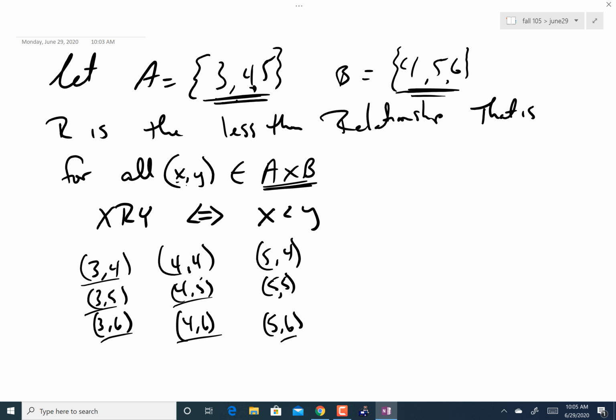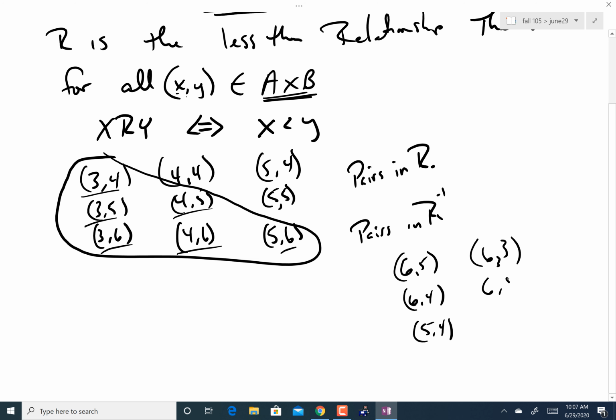Okay, the inverse of R. Well, what's the inverse of R? If you remember back when you were a kid, what'd you do? The y and the x switched places. So the pairs that are in that would be 6, 5, 6, 4, 5, 4, 6, 3, 5, 3, and 4, 3. Those would be the pairs that would be in the inverse relationship.